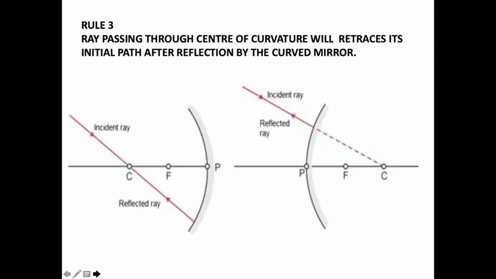Rule number 3: if the incident ray is passing through the center of curvature and is falling on the curved surface, you have to make the curved surface so long that it should fall to here. It will come back in the same direction. You are going to make one ray, but two arrows in opposite directions. One is coming on this side and again reflecting back. Here also you can draw. One is coming here, a dotted line appears to go, but from here it is reflecting back.